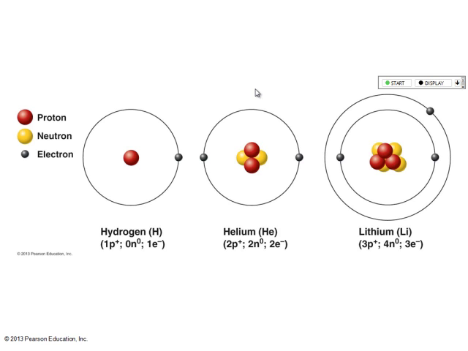Helium, if you look at your periodic table, is all the way over on the other side. How many protons does helium have? 2. How many neutrons? 2. How many electrons? 2. Now, what is the mass of helium? 4.